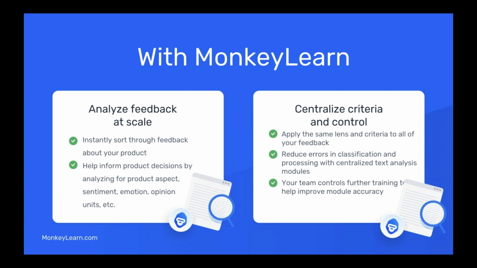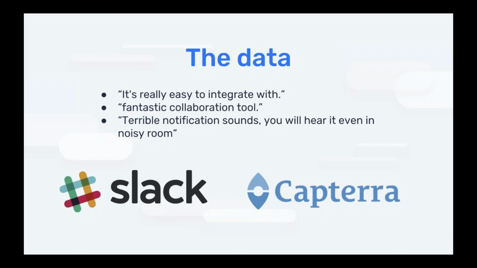You can actually inform your product decisions by analyzing the aspects, the sentiment, the emotion, the opinion units, and you can also have a centralized criteria, which is not easy to have, especially if you have a lot of people, or if you are in customer support, which has a high turnover. It's very hard to have a centralized criteria about how to tag certain data and how to structure certain feedback.